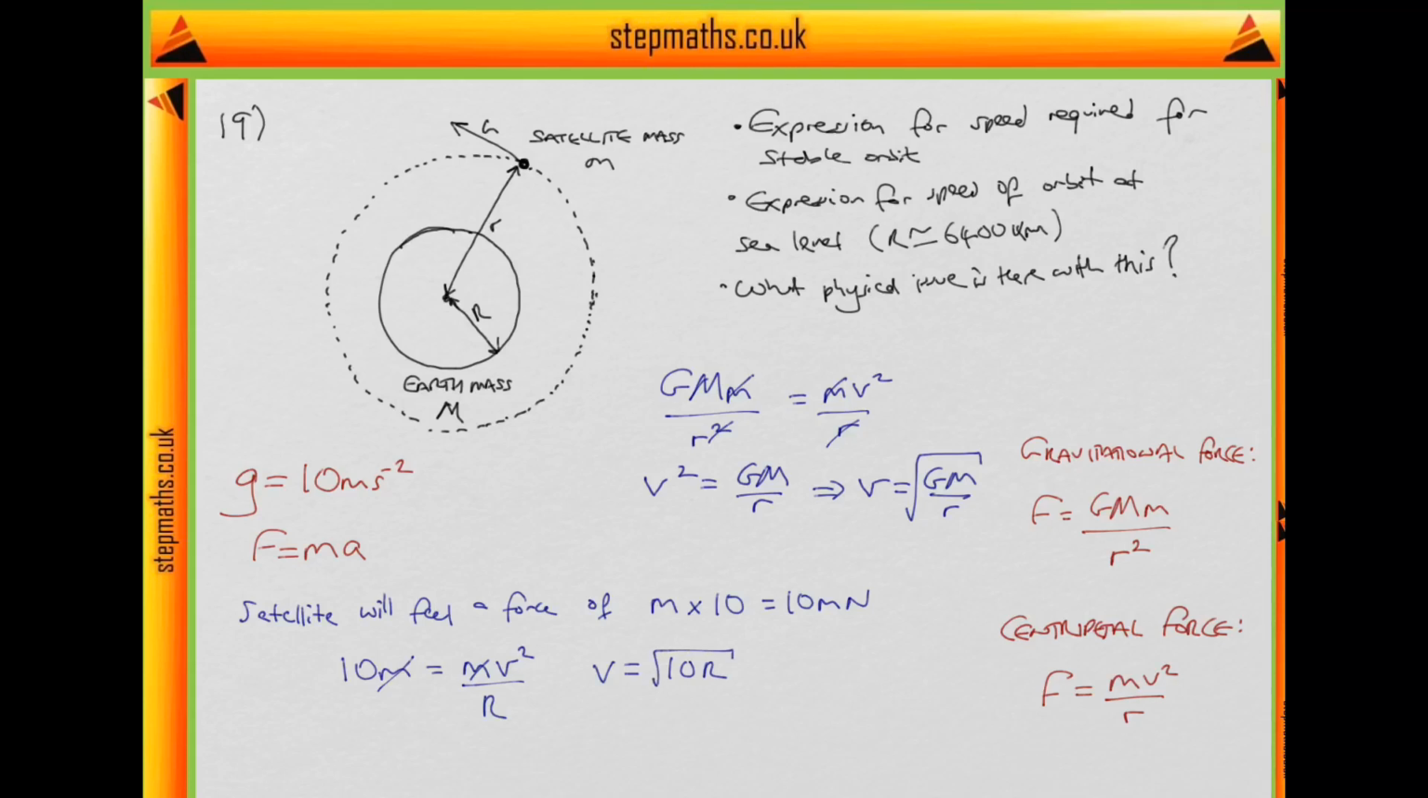Now we're told that R is 6,400 kilometers, or 6.4 million meters. So our velocity is equal to the square root of 10 times 6.4 million meters, which is 64 million meters squared per second squared. The square root of that is 8,000. So our velocity is going to be 8,000 meters per second required to maintain this orbit.